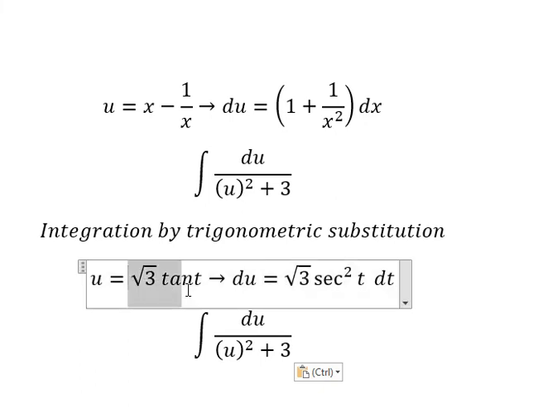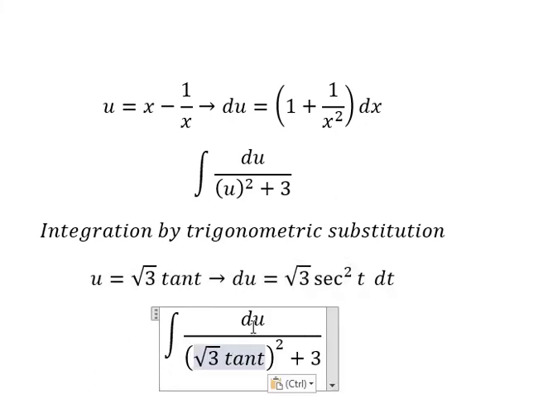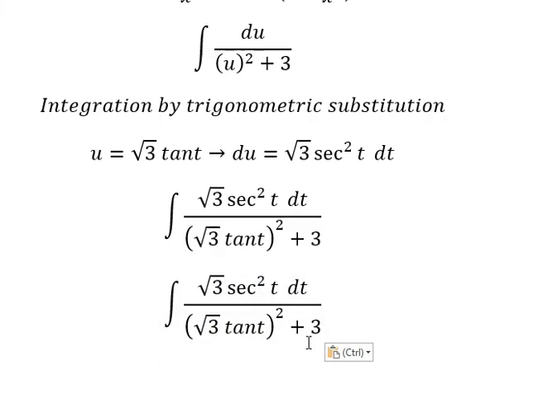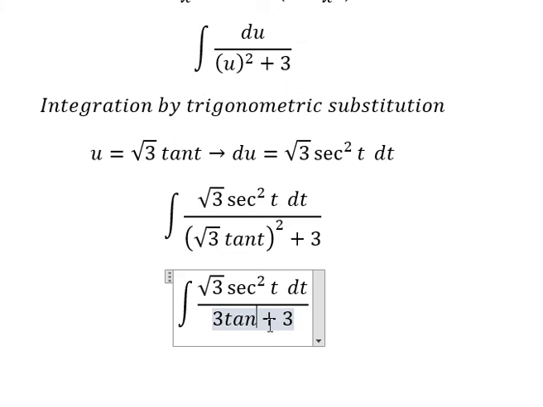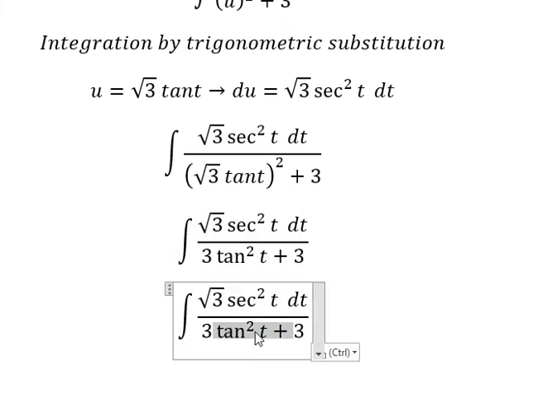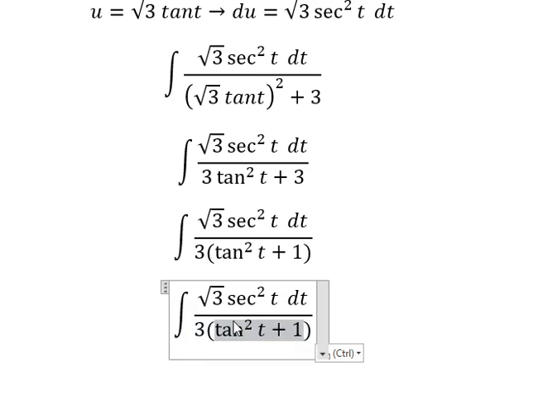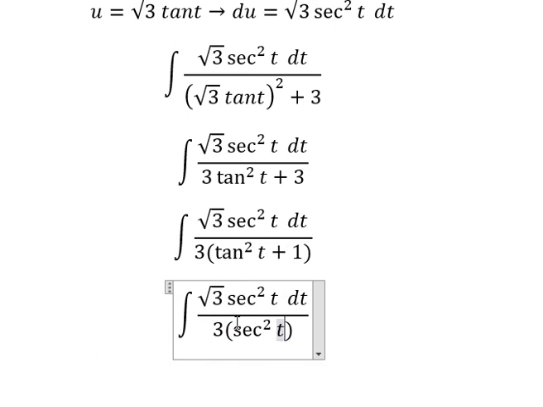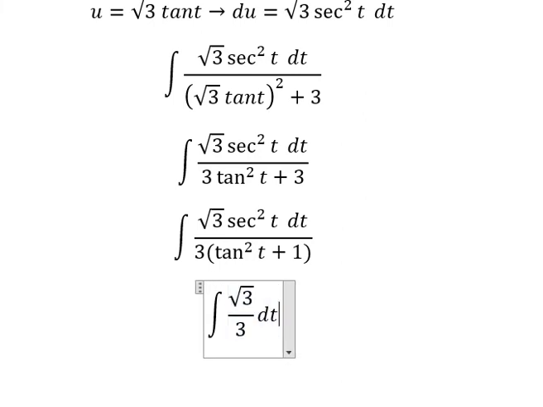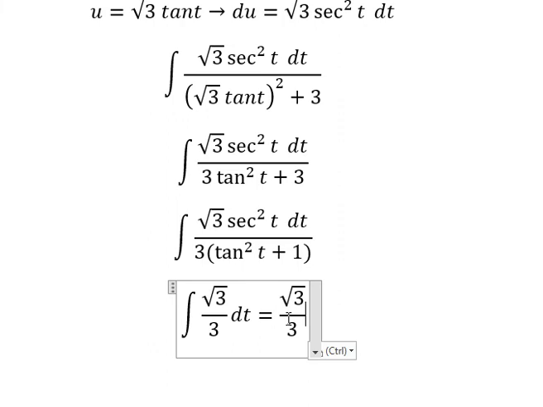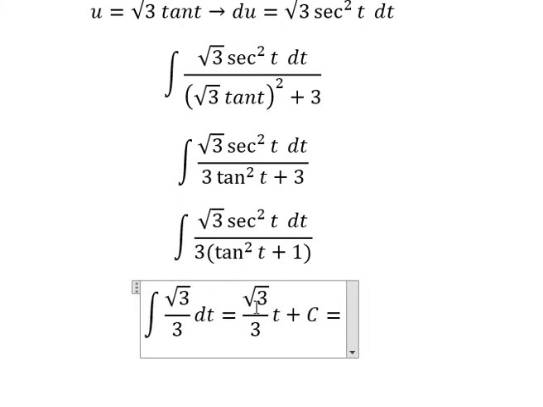So we put this one go in here. This one we change by this one. So this one we have 3 tan t square. Number 3, we can do about factorization. So this one we change by secant of t square. We simplify this one, and we have the square root of number 3 over 3 dt. And this one we have this one with t, and we put about c.